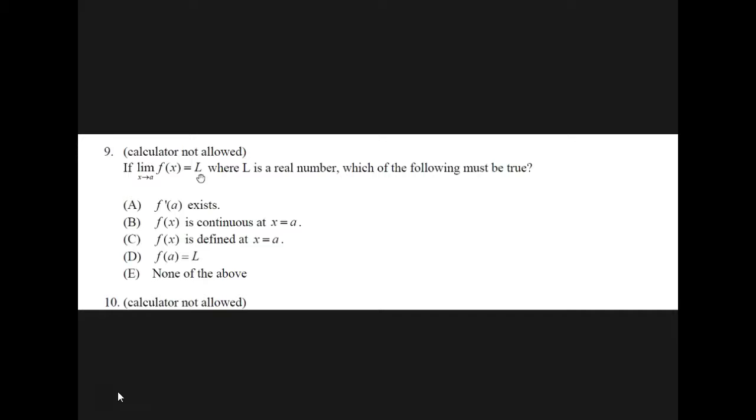So did you ask why B can't be true? You answered D. So that actually kind of directly goes with B, because we don't know that f of A equals L. We know that the limit equals L. So I could have, let me draw on here for you. I could have this occurring.